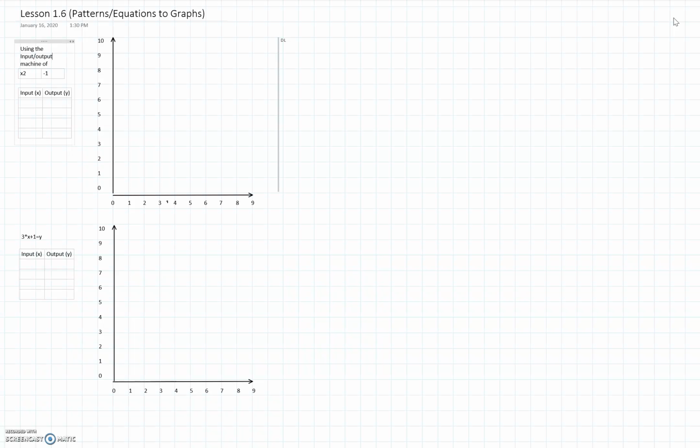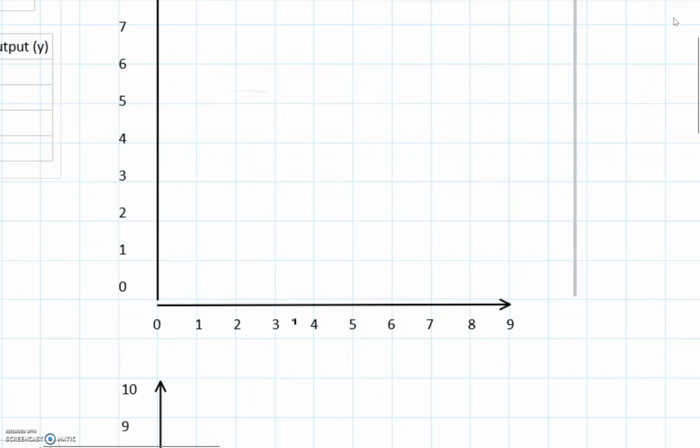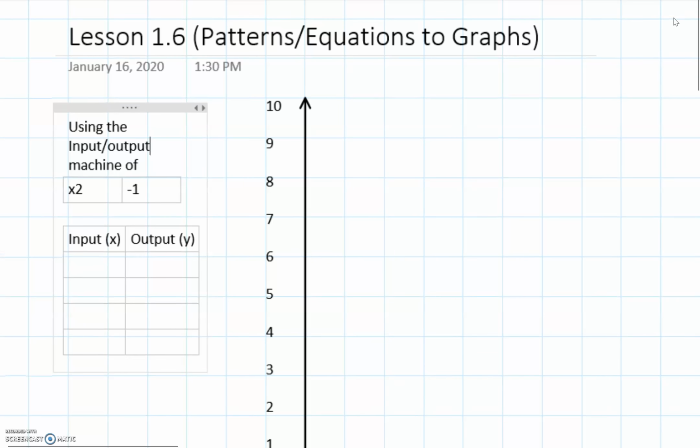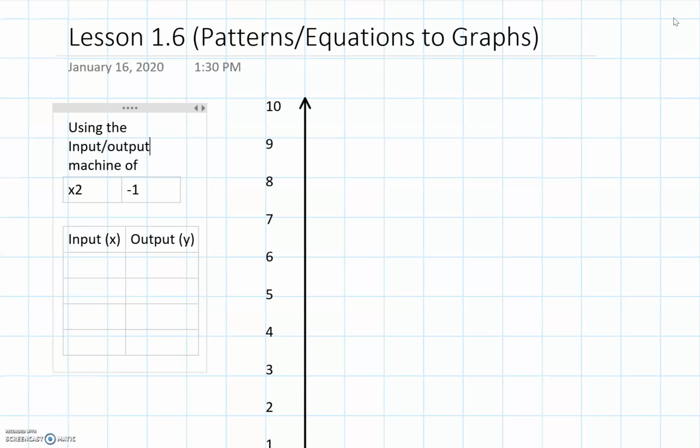So if you look at this first question, we have an input-output machine, first timesing by 2, then minusing 1. If we choose random inputs, we could have dots anywhere. But if we choose some inputs that are in a row, it'll maybe make things a little bit more clear.